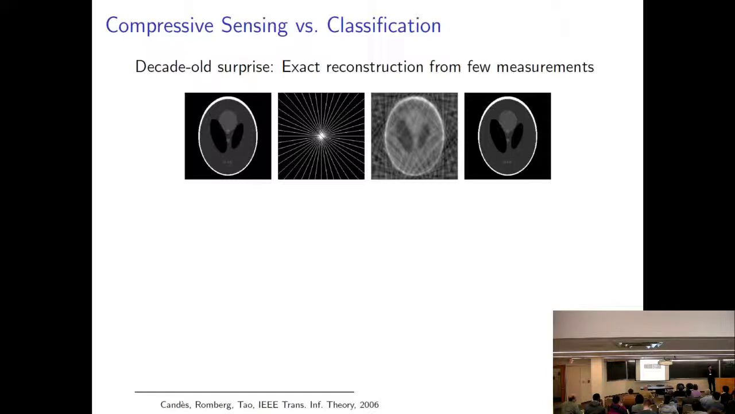Does anyone here not know what compressed sensing is? Great. So a decade ago, we learned that we could completely figure out what an image looks like by sampling it at only a few locations in like a Fourier domain or something. Exact recovery. So I know what every single pixel of this image looks like after only looking at a few samples.